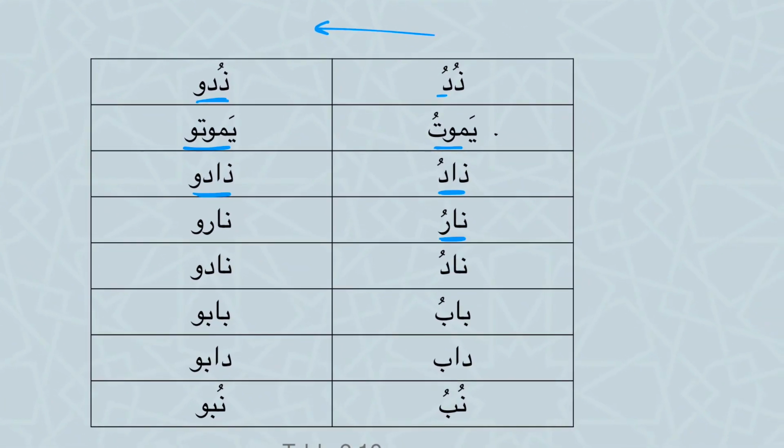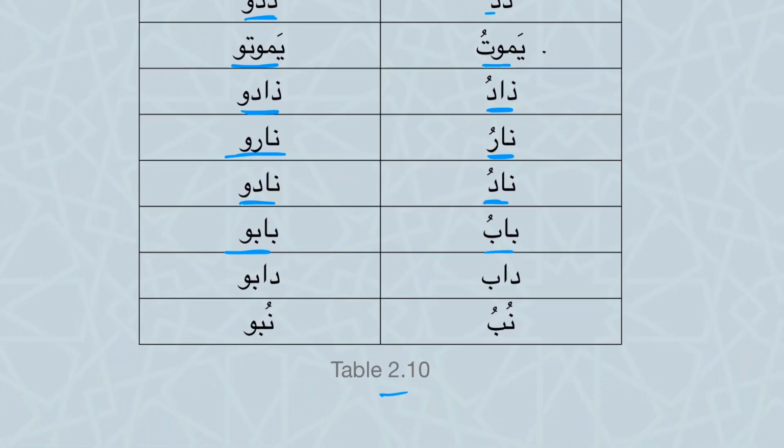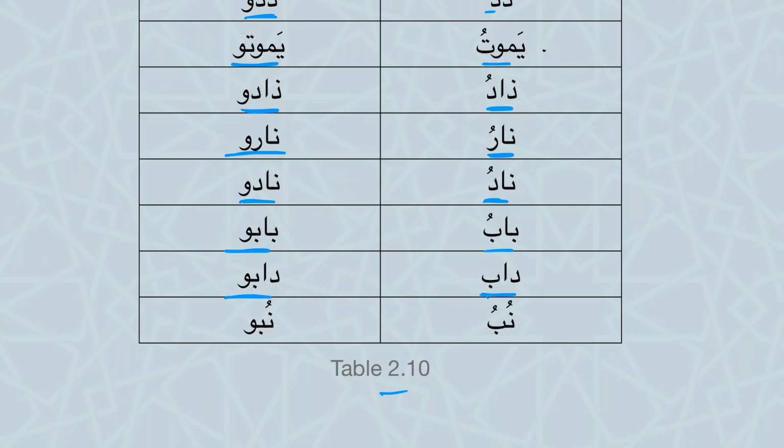This one is naru. This one is naru, nadu. But okay, now I want you to see the difference. Like all the previous examples, I was trying to be as careful as possible, but now I will just pronounce it the way I would usually do. Babu, babu, exactly, almost identical. Dabu, dabu, nubu, nubu.